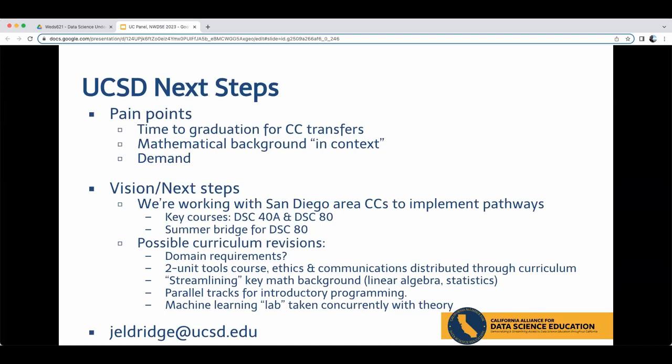We're going to try to implement parallel tracks for intro programming. For students who come in without programming experience, we're going to take that Python course and split it into 2 quarters, if they want a slower-paced intro. And then we're going to rethink machine learning a little bit so that students do a practical lab concurrent with the theory course. So they're learning the theory and the practice at the same time.